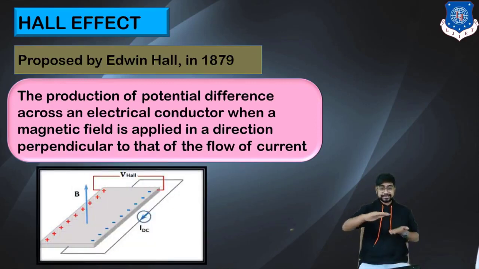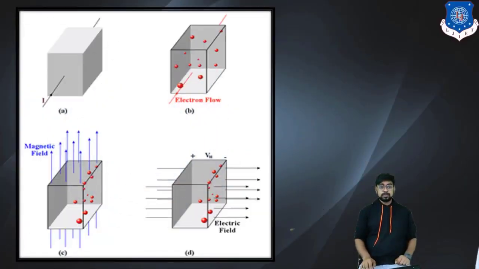Okay, so you can see that is a slab. In that slab, current is flowing, which you can see is I DC shown by the arrow. A magnetic field perpendicular to the slab is given, and across it you are measuring the Hall voltage. So now you can see that we have a four-part diagram. In the first we have seen that the current is flowing through the slab. Okay, so just opposite, the electrons will be flowing. Obviously we know that. Now in the third diagram you can see that the perpendicular magnetic field is applied.